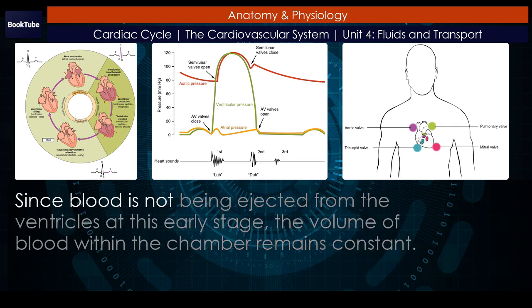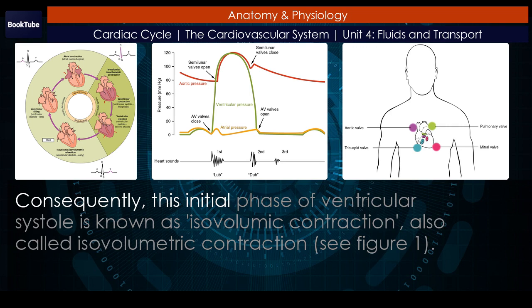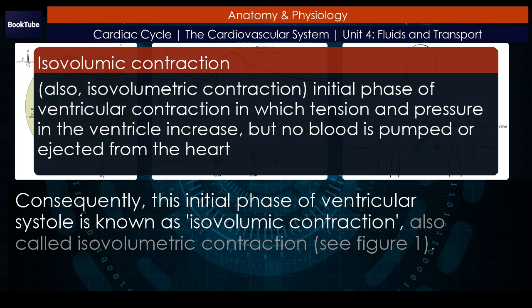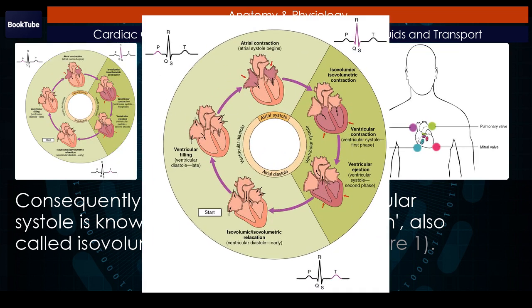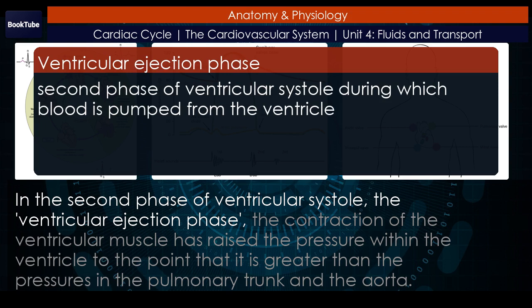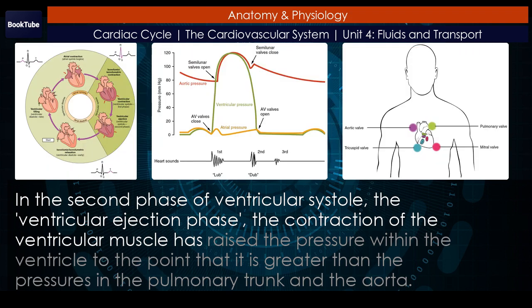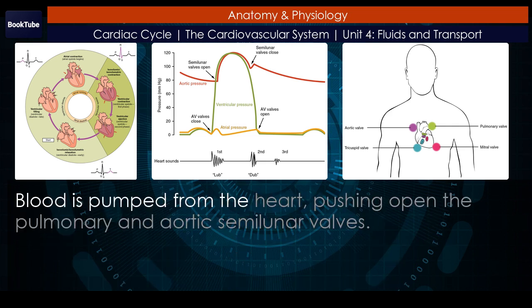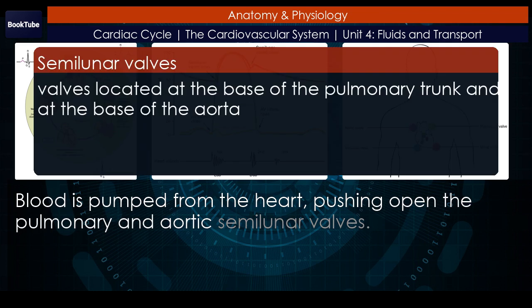Since blood is not being ejected from the ventricles at this early stage, the volume of blood within the chamber remains constant. Consequently, this initial phase of ventricular systole is known as isovolumic contraction, also called isovolumetric contraction. See Figure 1. In the second phase of ventricular systole, the ventricular ejection phase, the contraction of the ventricular muscle has raised the pressure within the ventricle to the point that it is greater than the pressures in the pulmonary trunk and the aorta. Blood is pumped from the heart, pushing open the pulmonary and aortic semilunar valves.